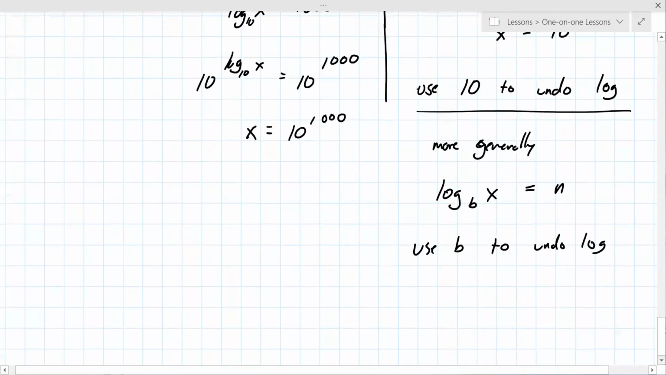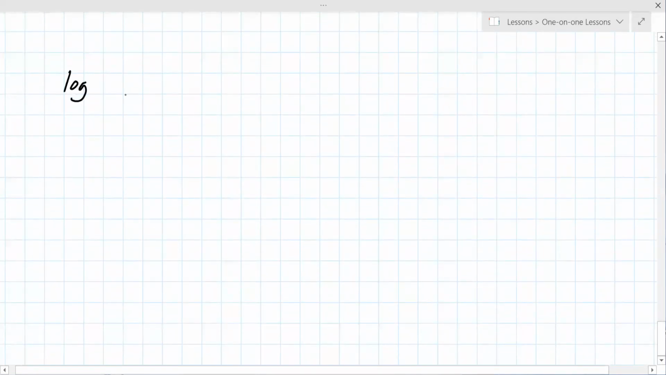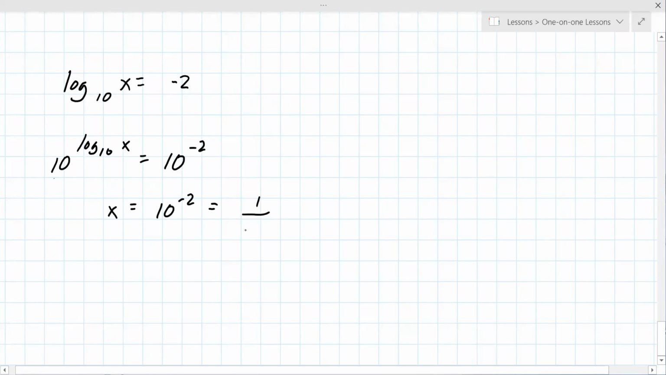So your book jumps into a problem that's a little bit too difficult. Let's just say it's log base 10 of x equals minus 2. How do you undo log base 10? Well, you use 10 as a base, 10 to the minus 2. So what a lot of students do is they forget to write this. You have to do it to both sides, just like solving an equation. Whenever you do one side, you have to do the other. On the left side, it undoes this. So it's x equals 10 to the minus 2, which is 1 over 10 squared, which is 1 over 100, which is 0.01.